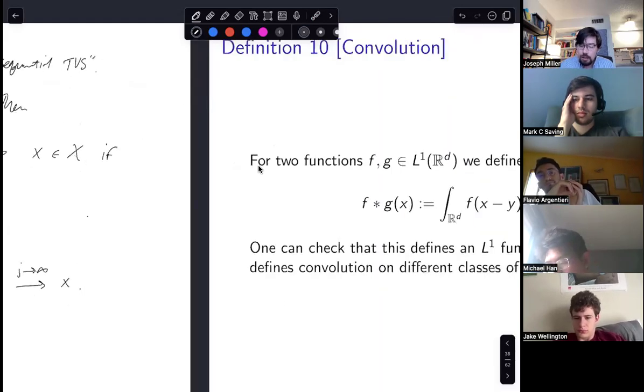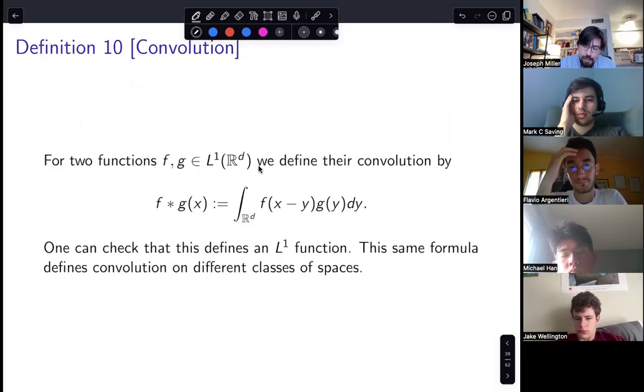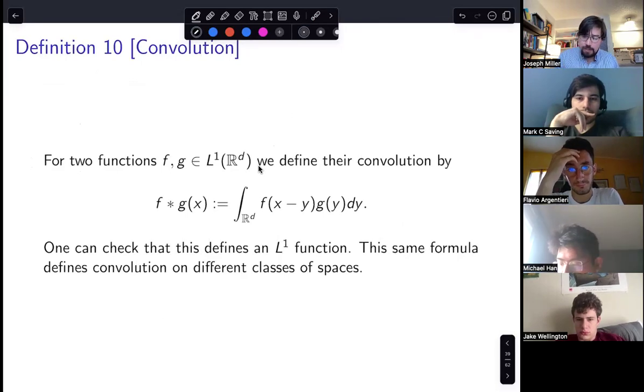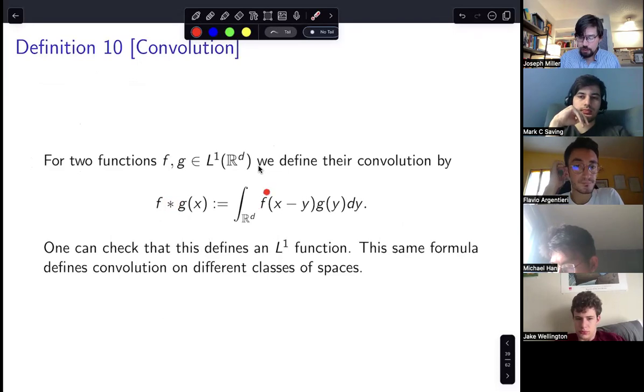Let's see, we've got 15 minutes. Okay. The next thing I want to define is convolution. If you give me any two L1 functions, I can define a binary operation between them. So it's not just the standard product. It's defined as: I take my first function and I fix an x, and then I move it around by y. So I shift it by y, and then I take this shifted version and integrate it against y, right?